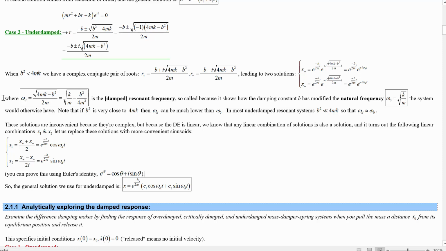Let's call this thing omega d, and then instead of cos of this root times t, we can write cos of omega d times t. And the same thing, you can get a sine by taking this linear combination: 1 over 2i times the positive root solution minus 1 over 2i times the negative root solution.